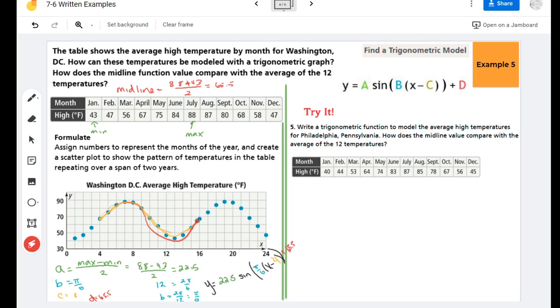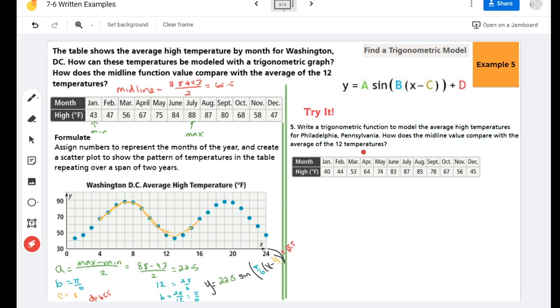If this was a perfect sine curve, your midline would be the average, because this top part and this bottom part should cancel each other out. But what this is saying is where the average is slightly higher than your midline, that's telling you there's a little bit higher value here and a little bit lower value down here. Not a big deal. It's fine.